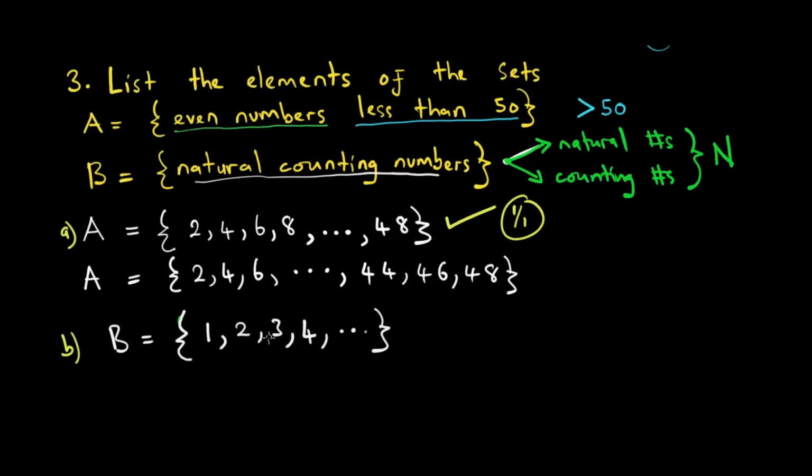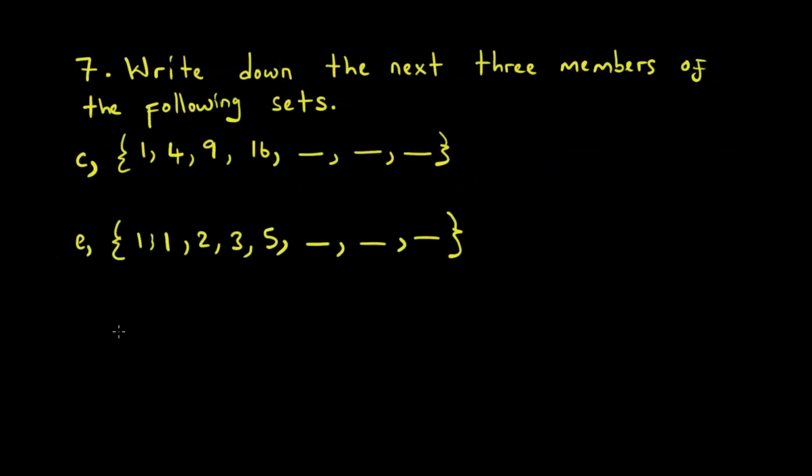Let us go to the next number, which was number 7C and also 7E. Number 7 says, write down the next 3 members of the following sets. Looking at C, we have 1, 4, 9, 16, and we want the next 3 members of that set. What we have to do to find the next 3 members of that set, we have to understand something.